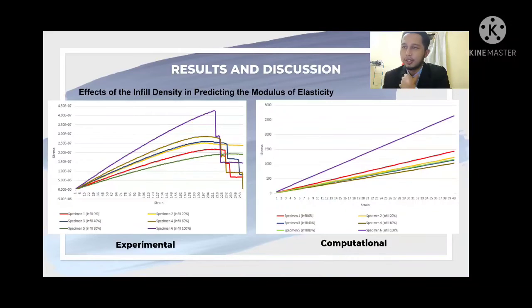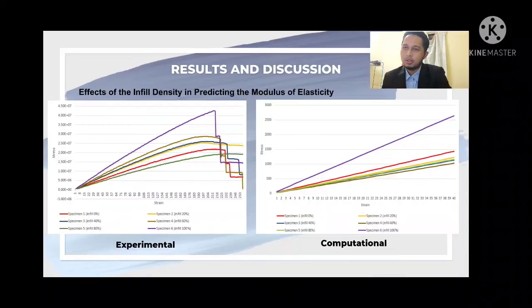For results and discussion, based on the graph shown, this is the experimental stress strain data for the infill density test among different infill densities of the specimen. The hypothesis for infill density is the higher the infill density, the higher the Young's modulus. The hypothesis is partially true but not entirely. In general, the pattern indicates that tensile characteristics rise as infill density increases.